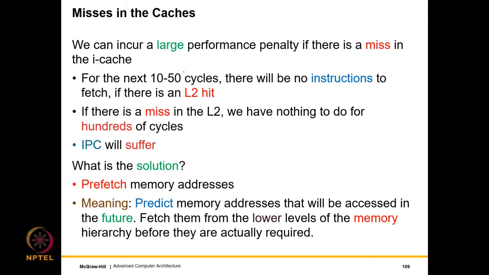Because of that, we would like to avoid L1 misses as much as possible, and we would definitely like to avoid L2 misses, because an L2 miss would again lead to hundreds of cycles of wasted work, no work basically. IPC will suffer. What is the solution? Prefetch memory addresses, which means predict memory addresses that will be accessed in the future. Fetch them from the lower levels of the memory hierarchy before they are actually required.